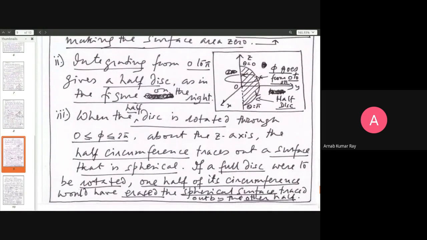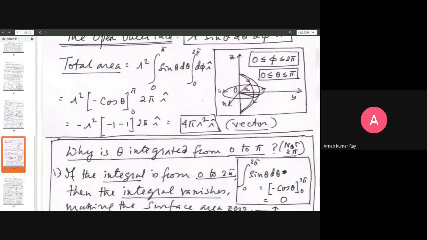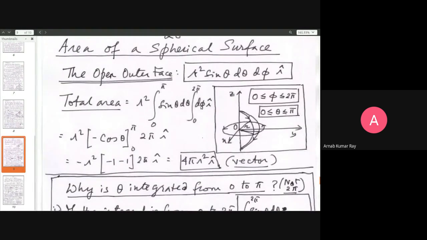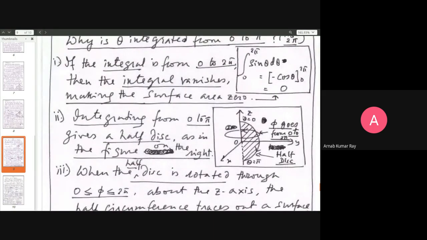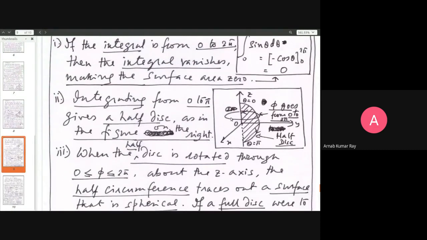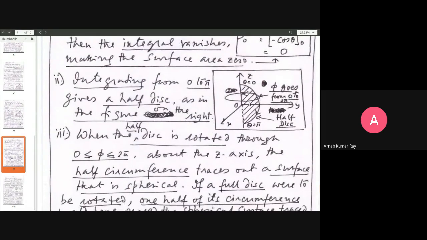Why so? Because the first integral is theta. Remember, theta is the second coordinate, phi is the third. So the first integration happens over theta. Theta comes before phi. So you integrate over theta from 0 to pi. Then you integrate over phi from 0 to 2 pi. And what is the integration over phi like? Geometrically, you follow this point carefully. Integration over phi is like taking this half disk and sweeping it out through space anti-clockwise like that.